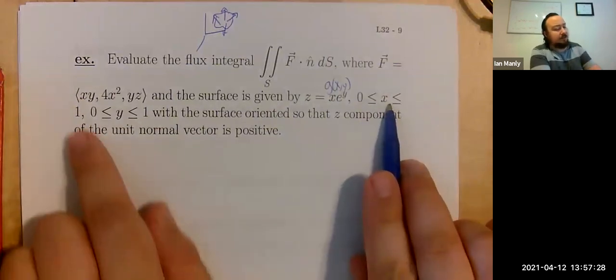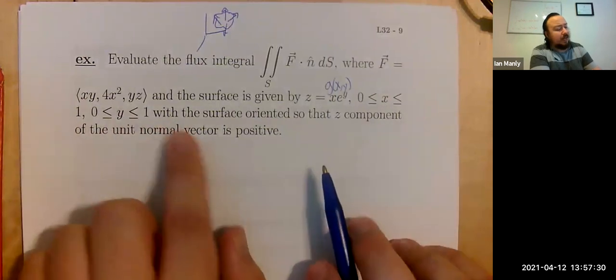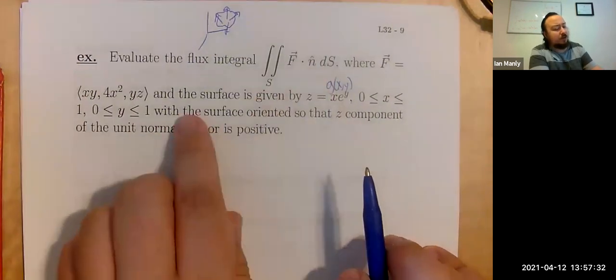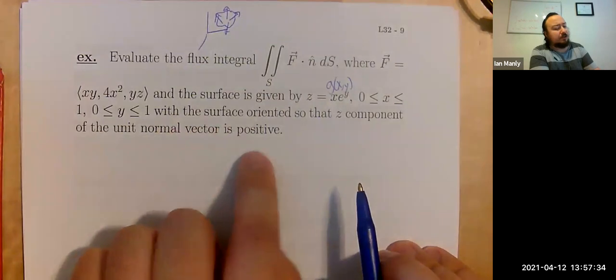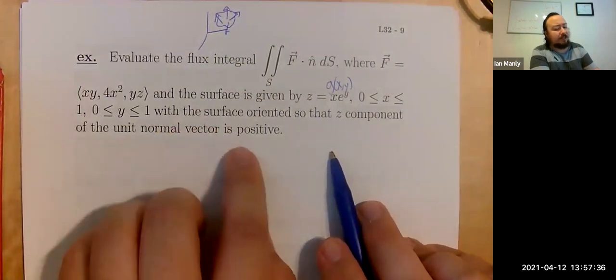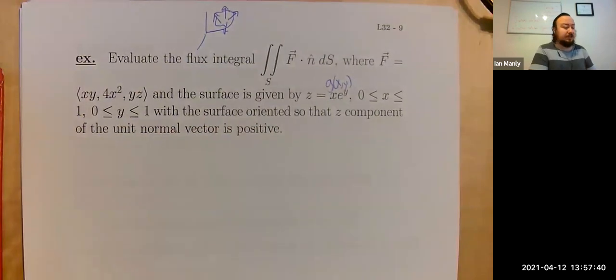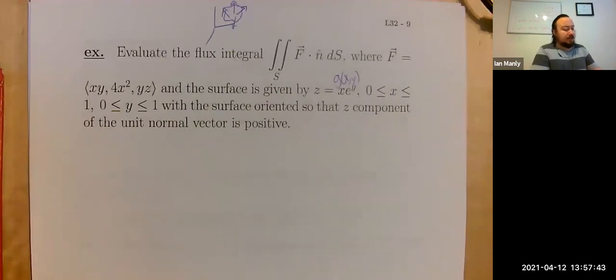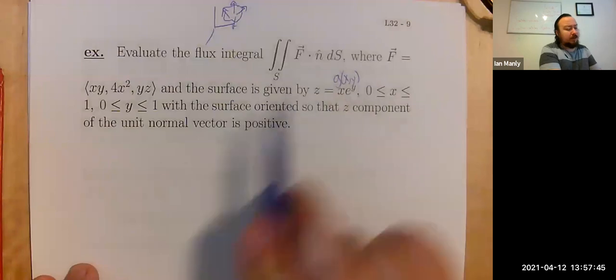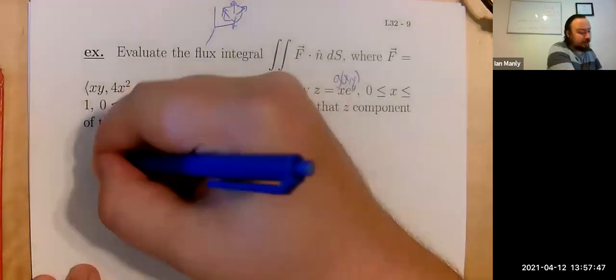Now, x is limited from 0 to 1, and so is y. We need to make sure that when we pick our normal vector, the surface is oriented so that the z component of the normal vector is positive. That's what we're defining to be a positive orientation. So let's compute our normal vector and make sure it agrees with this orientation.